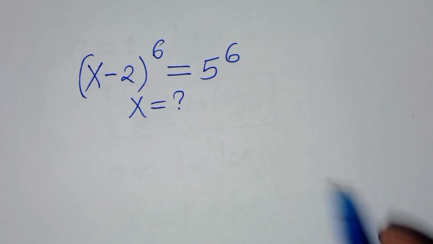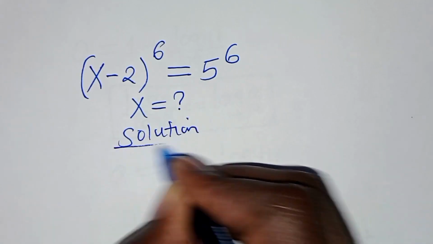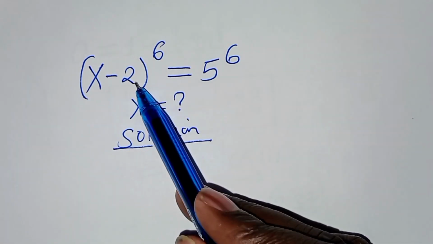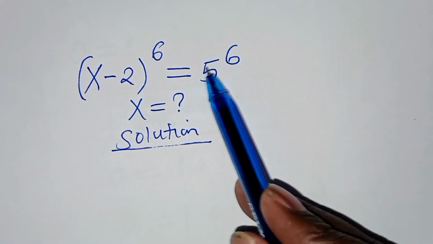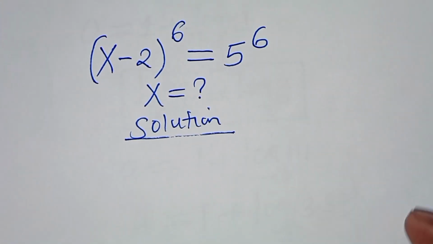So let's present the solution here. We have (x − 2)^6 equal to 5^6. What are the values of x?